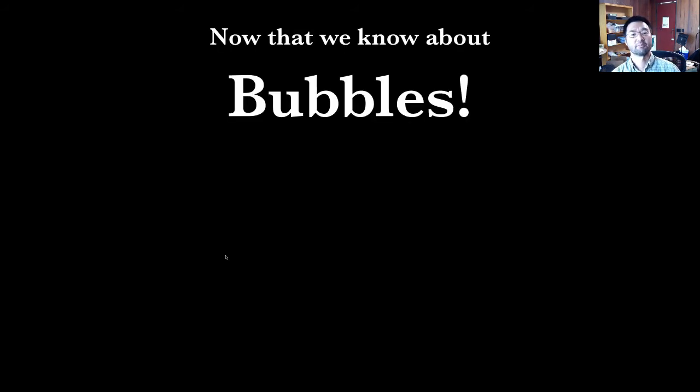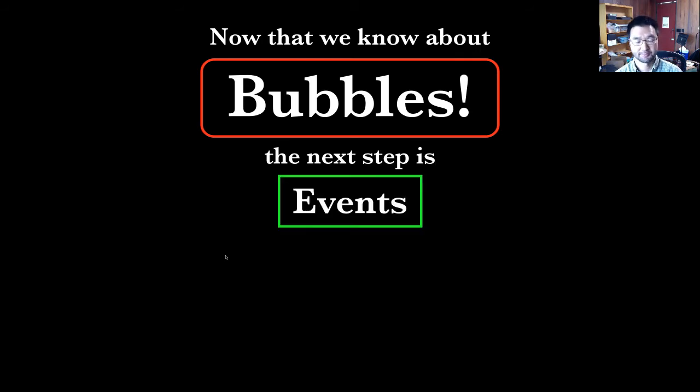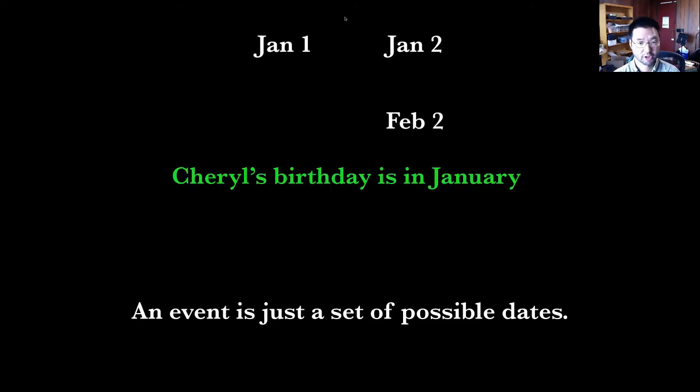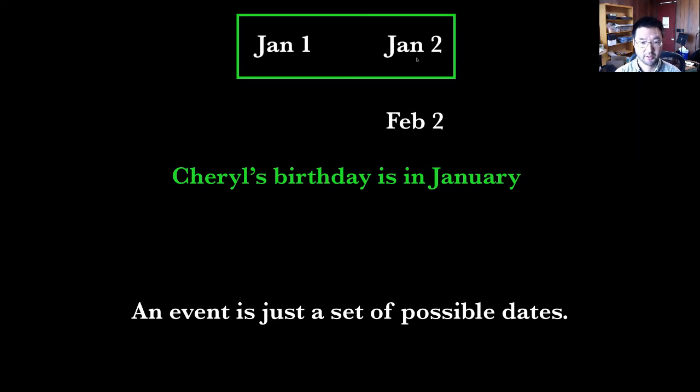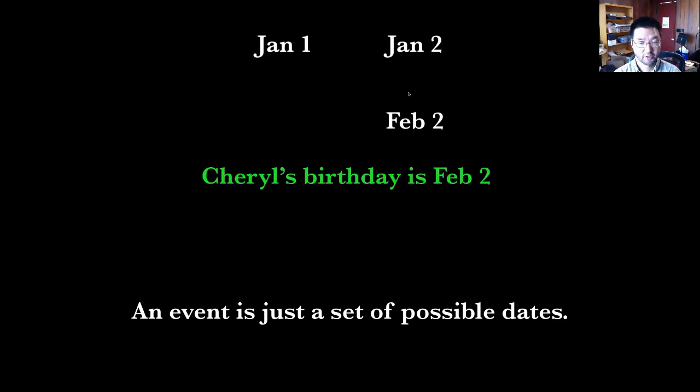Okay, so now we know about bubbles, and the next step is to talk about events. Okay, so what's an event? An event is just a set of possible dates. So for example, Cheryl's birthday is in January. That's an event which is comprised of these 2 dates here, January 1st and January 2nd. How about the event Cheryl's birthday is on the 2nd of the month? That's just these 2 dates here. And the event Cheryl's birthday is February 2nd is, of course, just this date here.